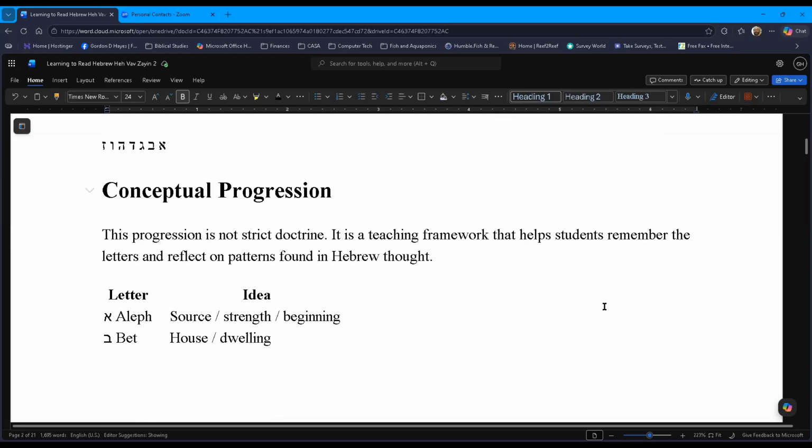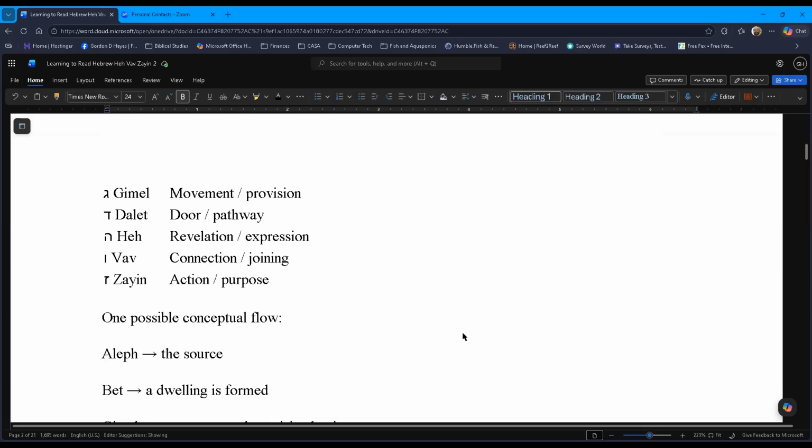So we learned in our first lesson of the consonants that the Aleph has the idea of source, strength, and beginning. The Bet has the idea of a house or a dwelling, a tent. We go into the Gimel, and it has the idea of movement or provision because the Gimel historically was connected with the camel, which was the primary method of moving goods from one area to another. The letter Dalet is a door or pathway.